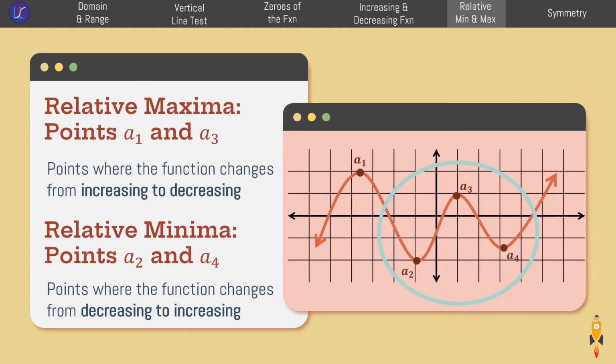On the other hand, points A2 and A4 are the points where the function changes direction from decreasing to increasing, based on the graph. From this we conclude that points A2 and A4 are the relative minima.